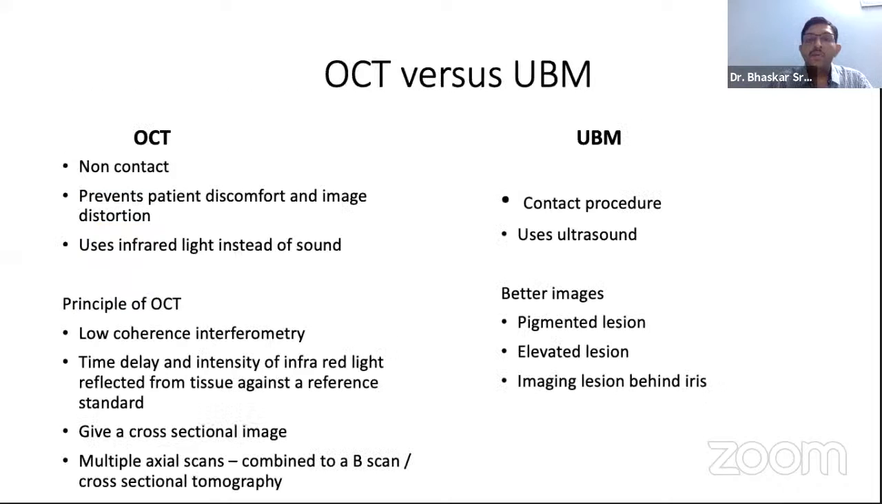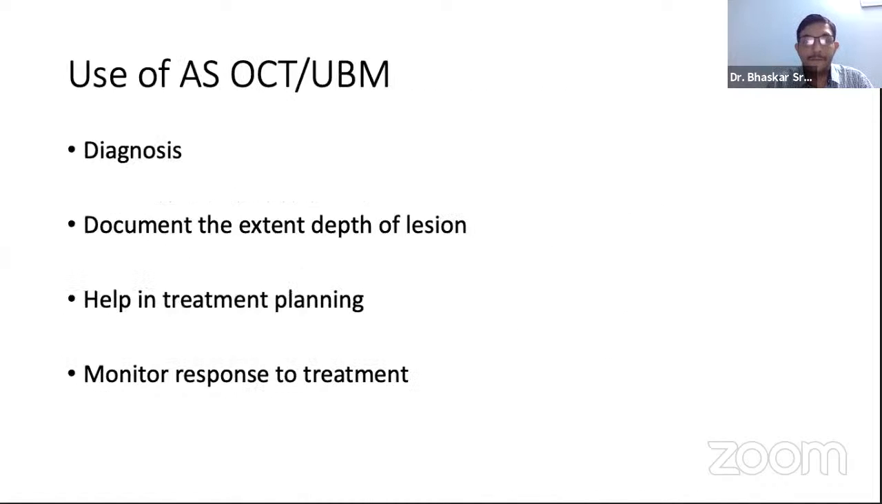When you compare OCT versus UBM, the advantage of OCT is that it's a non-contact procedure and it prevents patient discomfort, whereas UBM is a contact procedure. The principles are the use of light in OCT versus the use of ultrasound in UBM. Resolution of OCT is generally much better as compared to UBM, but UBM gives a better image with respect to pigmented lesions, thick or elevated lesions, and if you want to image anything behind the iris.